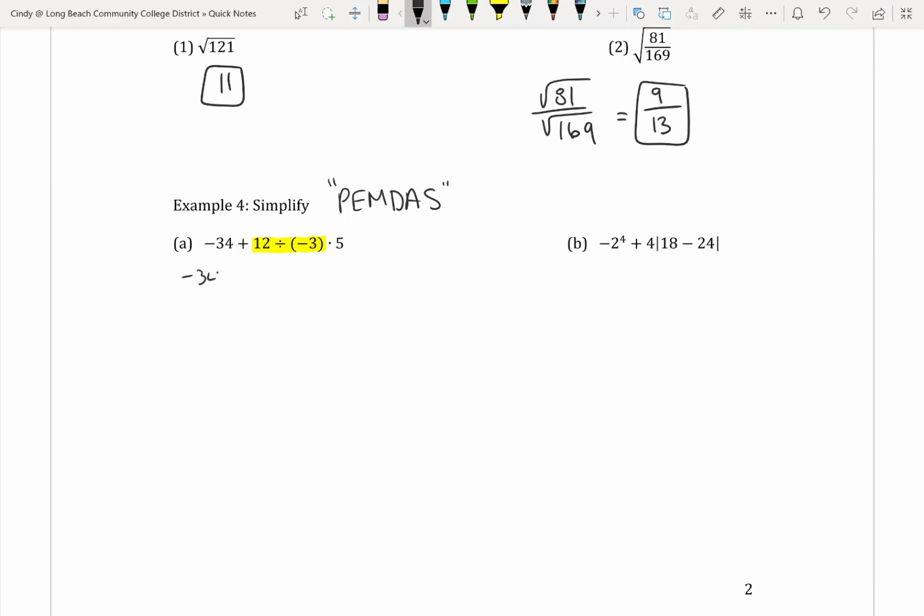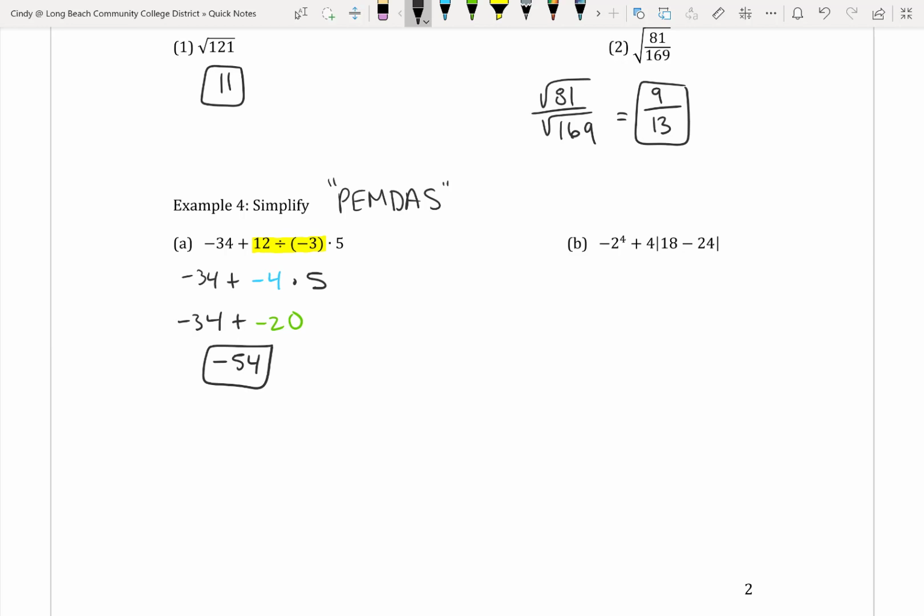So I have negative 34 plus, so this is the new thing, 12 divided by a negative 3, and that gives me a negative 4. And I still have times 5. So the second thing I'm going to do here is multiplication. So I have negative 34 plus, and now that multiplication, negative 4 times 5, gives me a negative 20. From here, I'm just going to be adding negative 34 plus a negative 20, and that gives me a total of negative 54 for my final answer.